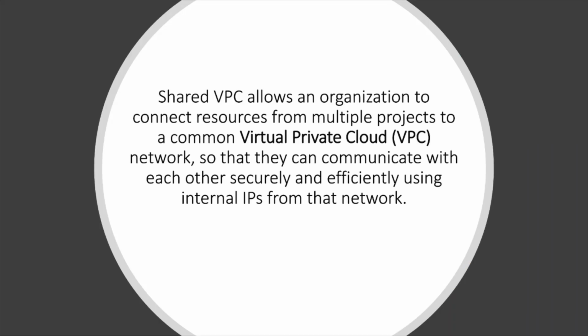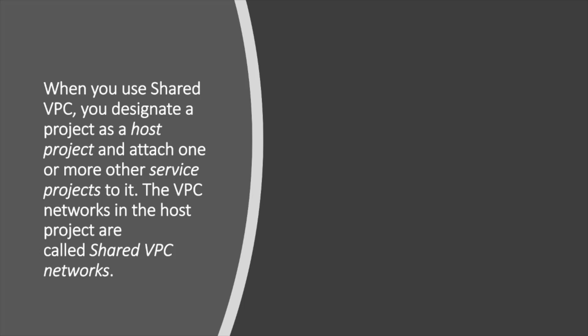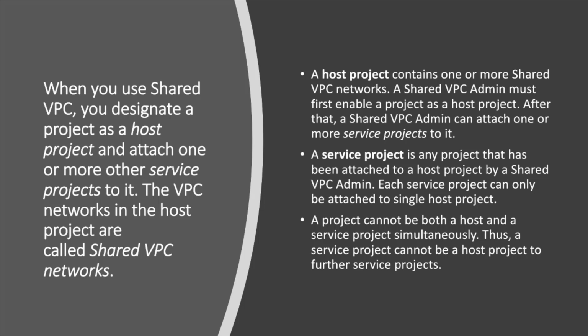Shared VPC allows an organization to connect resources from multiple projects to a common VPC network, so that they can communicate with each other securely and efficiently using internal IPs from that network. When you use shared VPC, you designate a project as a host project and attach one or more other service projects to it. The VPC networks in the host project are called shared VPC networks. A host project contains one or more shared VPC networks.